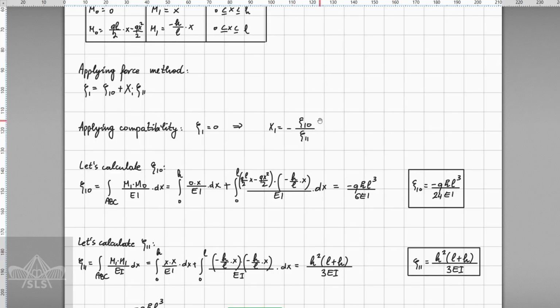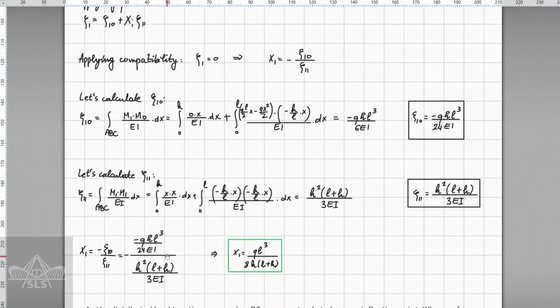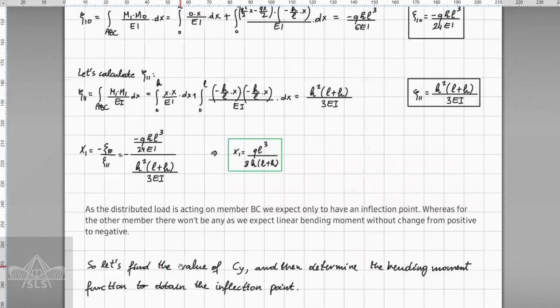And now if we go to this equation, we are able to find our redundant by just making the ratio between them. And this is going to be the value of our redundant, or actually the horizontal support reaction at point C parametrically. Now, some comment here.